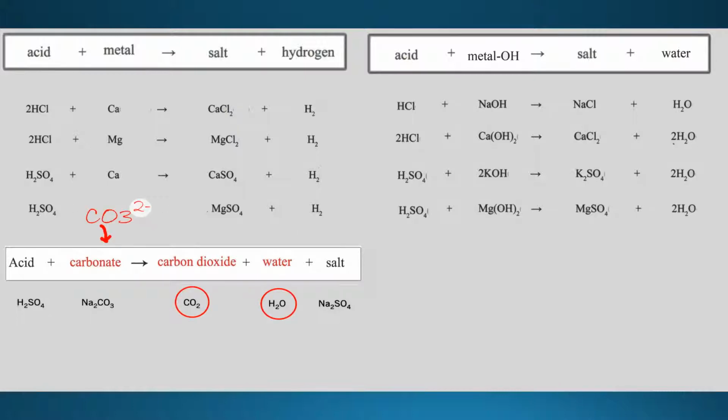So I want to highlight a few things. What is carbonate? Carbonate, the valency is 2 minus. Please remember. So sodium and carbonate. Sodium is 1 plus, you need 2 sodium to form a carbonate. Carbon dioxide and water is a must rule. So any acid reacting with carbonate is always going to form carbon dioxide, water and salt. Now let's go on to the example.